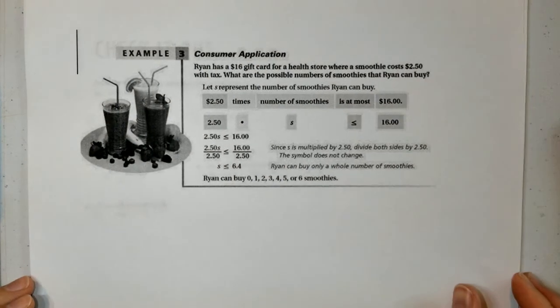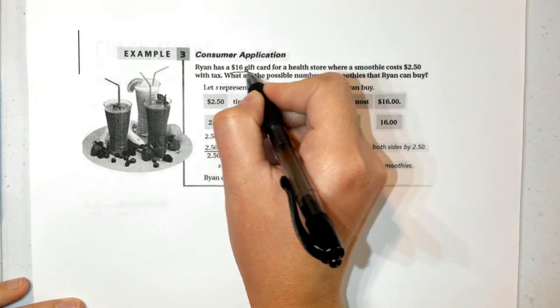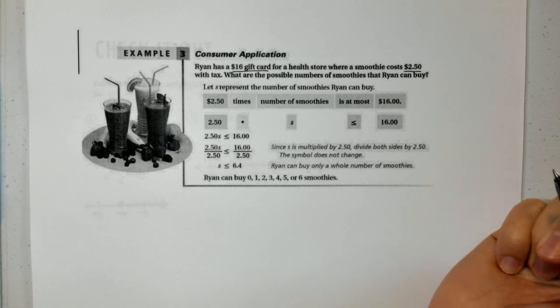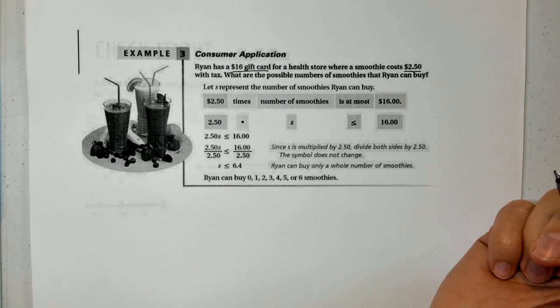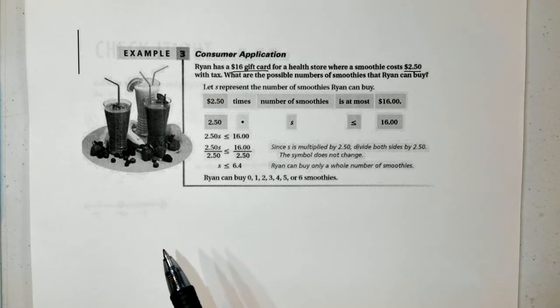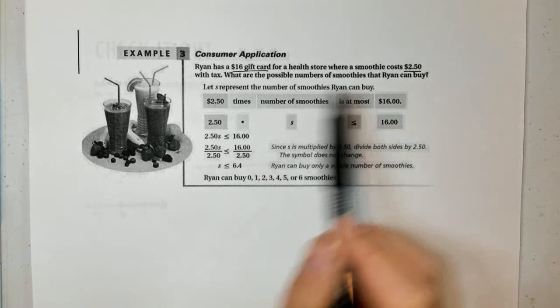Example 3. It says Ryan has a $16 gift card for a health store where a smoothie costs $2.50 with tax. What are the possible numbers of smoothies that Ryan can buy? So we know we have a $16 gift card. Smoothies cost $2.50 each. So here, you're going to have to set a variable for the number of smoothies Ryan can buy. So they picked S in the book. You can pick any letter that you want unless they tell you have to use a specific letter. So S represents the number of smoothies Ryan can buy.